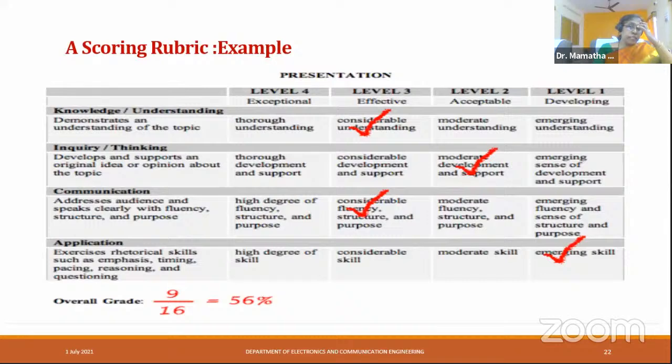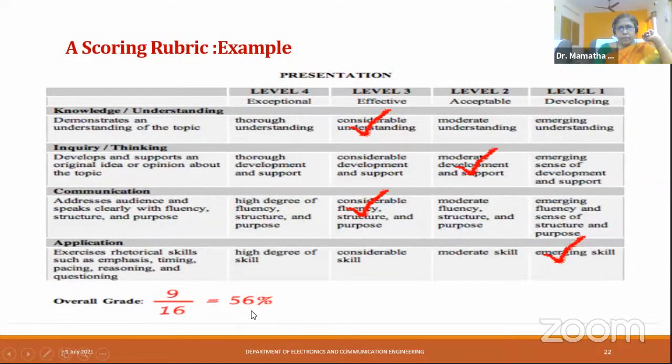Just an example of a scoring rubric is given here, wherein 4 different levels are given, and a given student has scored level 3 performance in 2 characteristics, in one he has displayed level 2 performance, and in one he has performed at level 1. If you want to find the grade in the old method, what are the marks corresponding to each, and how many marks he scored out of the total? In this case 3 plus 3 plus 2 plus 1, 9, divided by total 4 criteria, so 16. 16 is the total mark. So the percentage is shown as 56%. This is the old method.